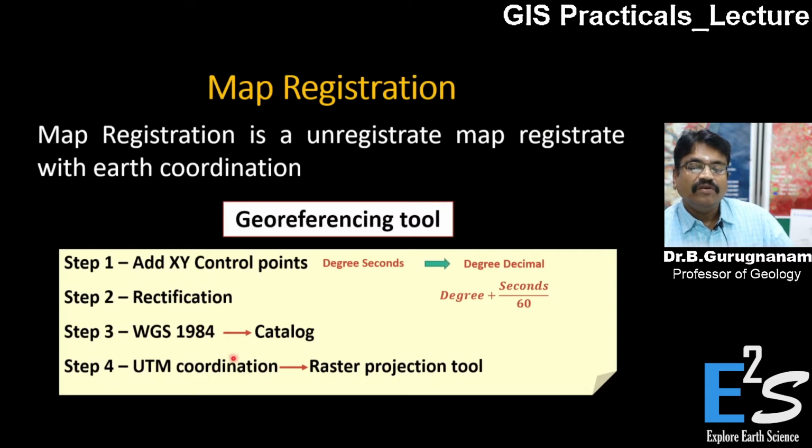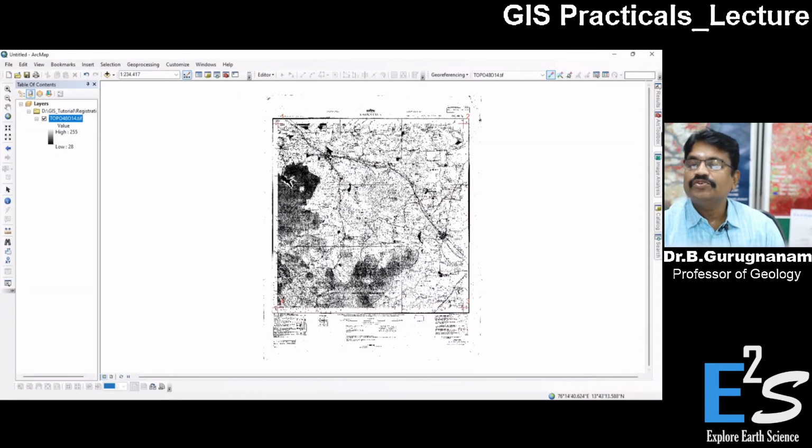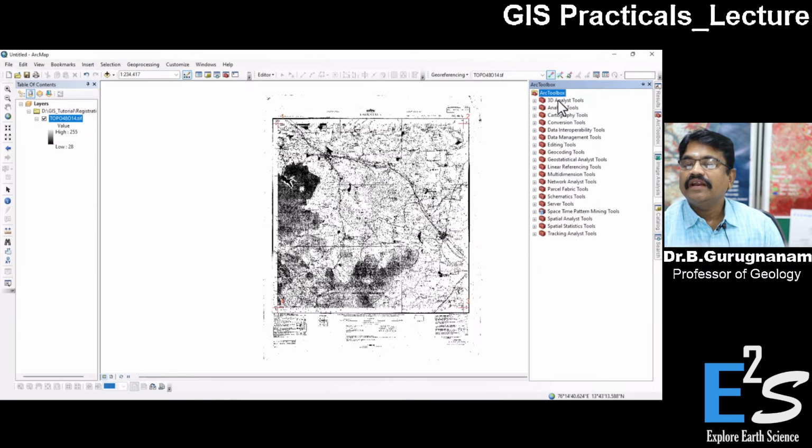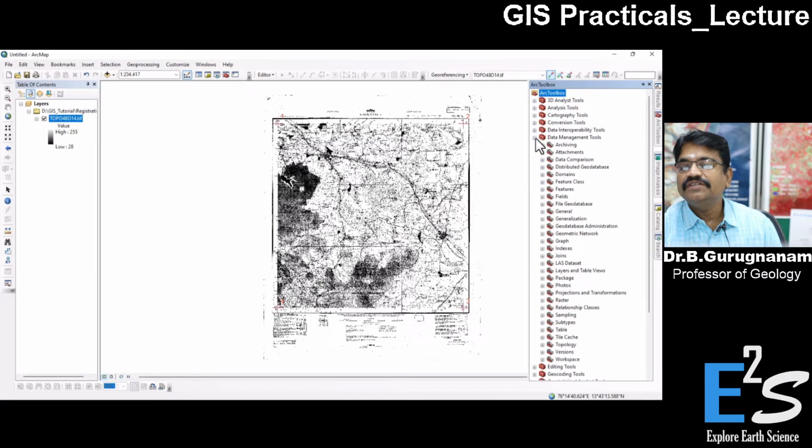Now we are going to convert this into universal transverse Mercator coordination. That is your reprojecting raster projection tool. Go to our catalog, our toolbox. In the toolbox, everything is there. Nearly about 300 plus operations which you can do with your map, it is there. So we have to get more familiarized with using all these tools for our study.